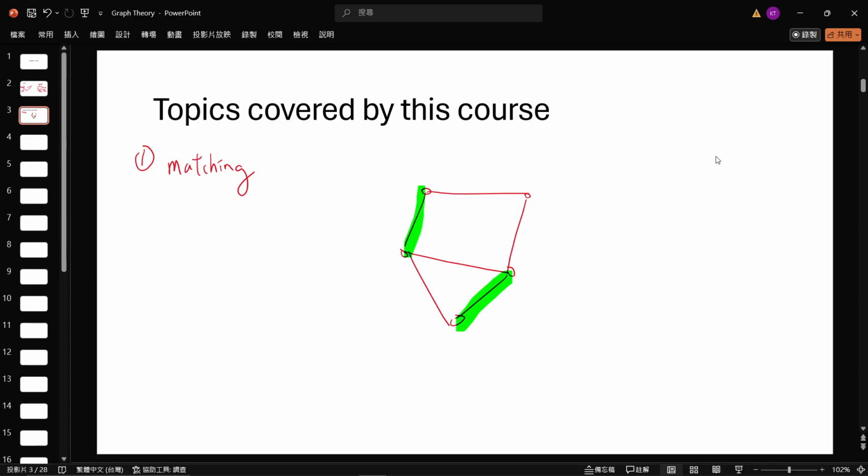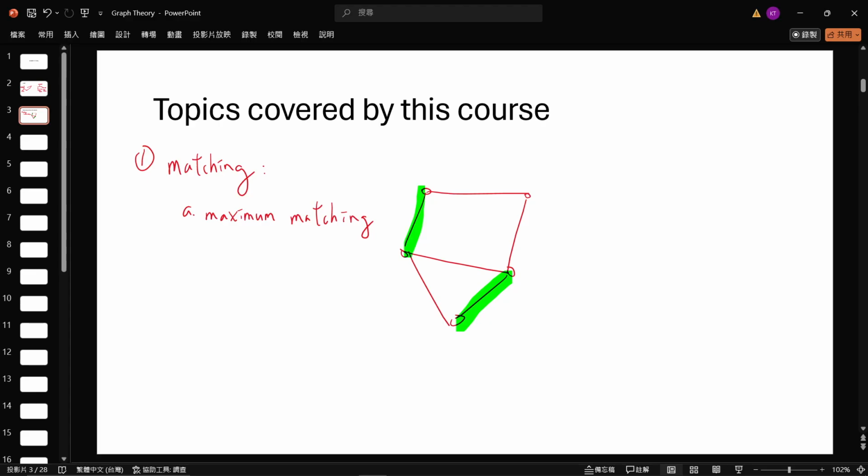And so for matching, there are different variants of problems that we can consider. For example, what is the largest matching you can find in a graph? By largest, I mean the most edges you can find without touching each other. So, maximum matching. We measure the quality of a maximum matching by counting the number of edges.